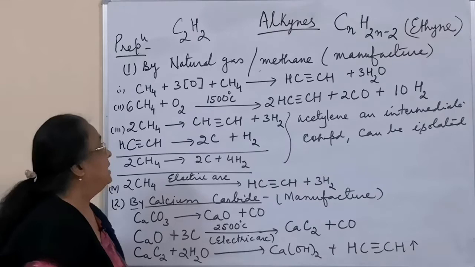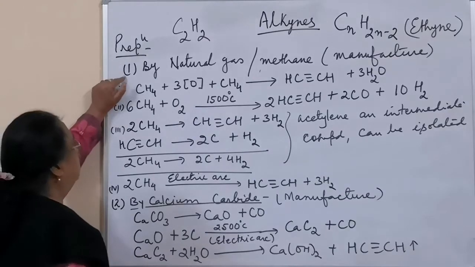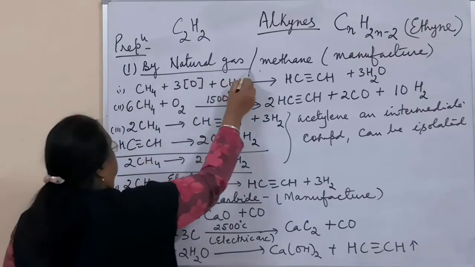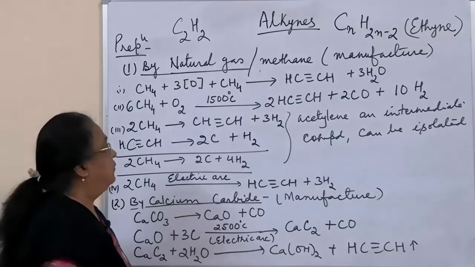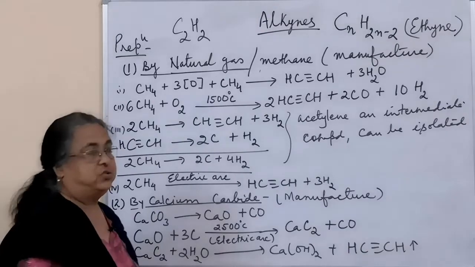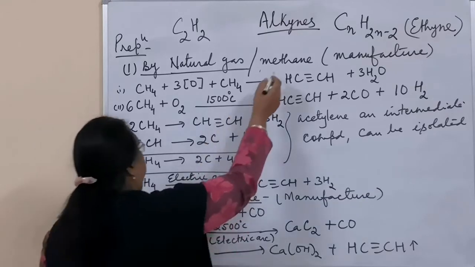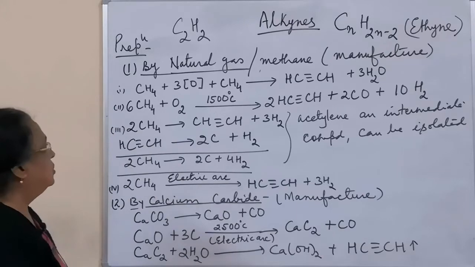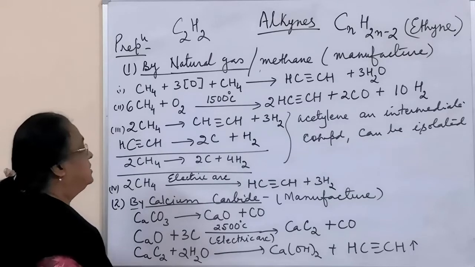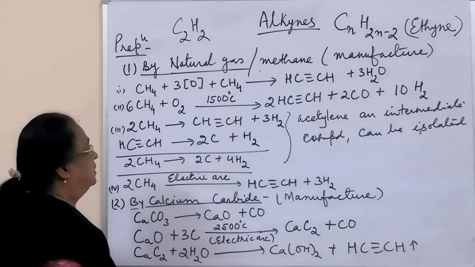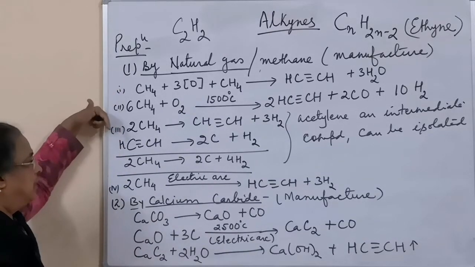So I'll start from preparation. The first method of preparation is from natural gas. Natural gas cannot be stored in the lab, so this is an industrial process. It is a manufacturing process. And natural gas chiefly consists of methane. So you can see this is the method of preparation of acetylene or ethyne, which is a gas, from methane.